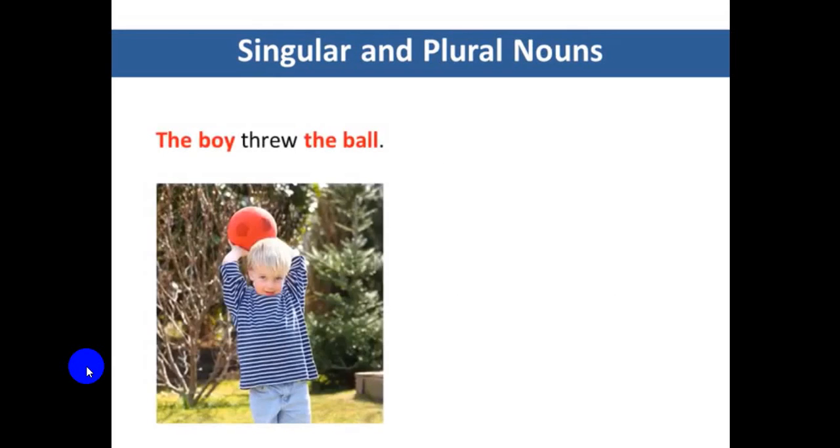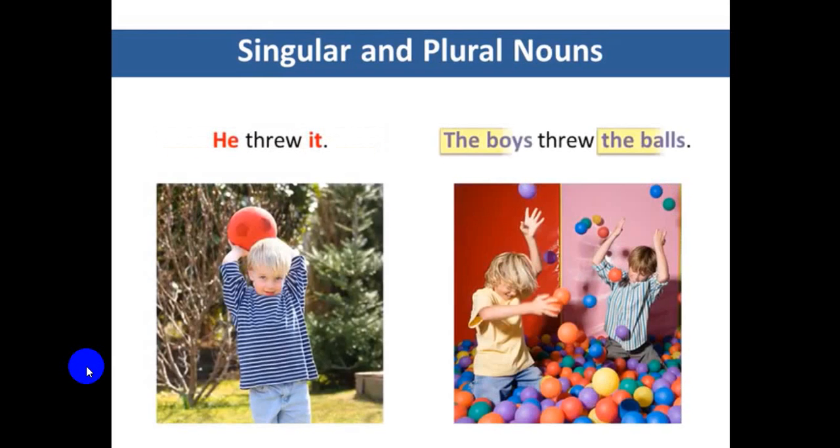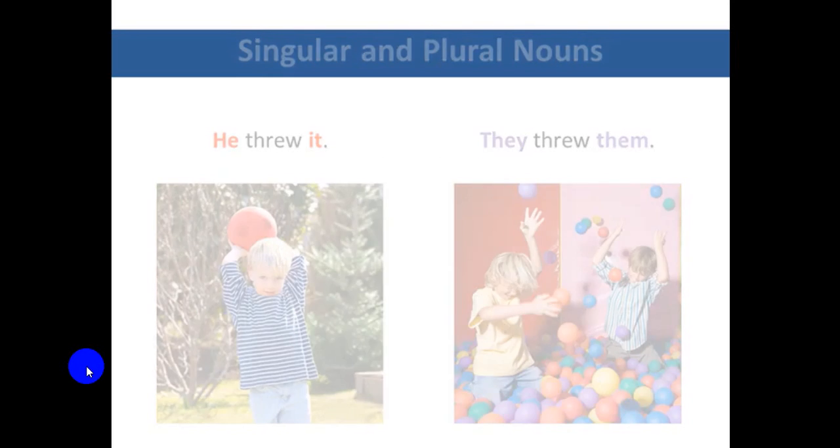Just as nouns can be singular or plural, so too can pronouns be singular and plural. If the noun is singular, we replace it with a singular pronoun. So, the boy threw the ball becomes he threw it. The boys threw the balls becomes they threw them. Let's take a closer look at how we know which subject and object pronouns we can use to replace nouns.